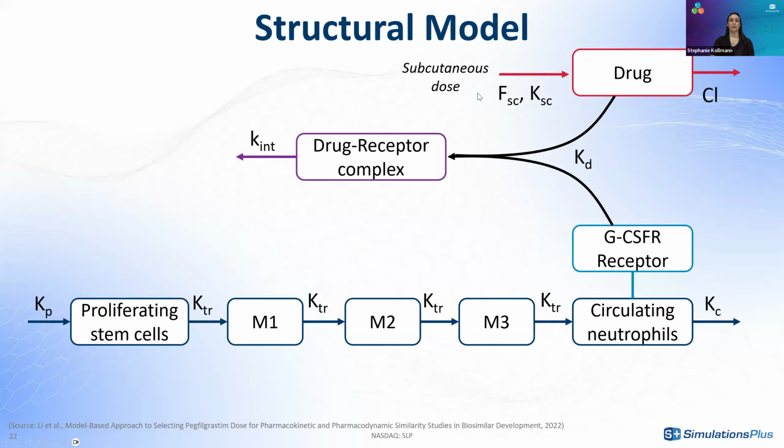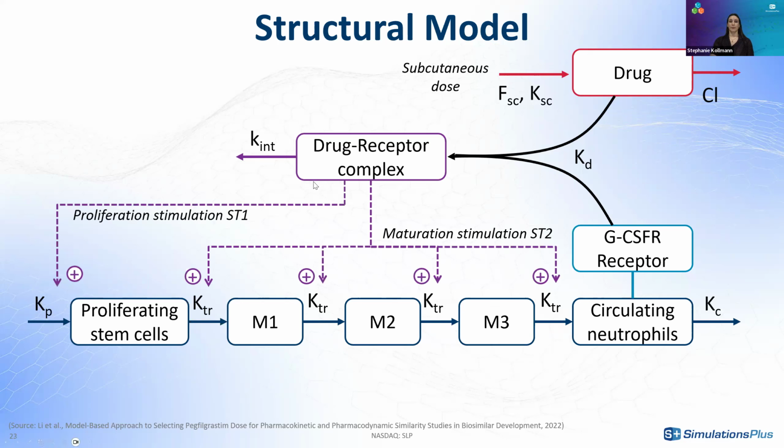The PK part of the model represents absorption after subcutaneous dosing into the central compartment. And the drug can either be cleared through linear elimination or via binding to receptors on the membrane of circulating neutrophils. This binding forms the drug receptor complex, which is internalized into the neutrophils and degraded. And we assume that the binding is very fast, leading to a quasi-equilibrium target-mediated drug disposition model.